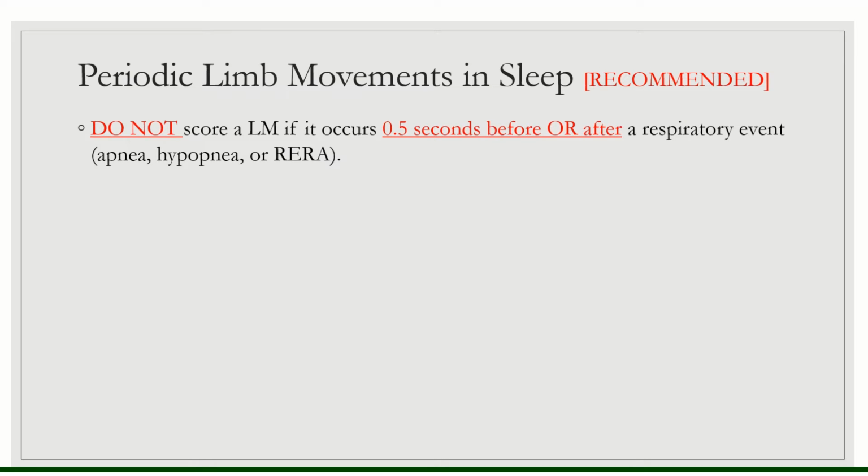All right. Periodic limb movements in sleep. Once again, this is recommended. It's recommended that we score it. Okay. Do not score a periodic limb movement if it occurs half a second before or after a respiratory event. What is a respiratory event? Any type of apnea, hypopnea, all of that. Any type of apnea, obstructive apnea, central apnea, mixed apnea, doesn't matter. Hypopnea, central or obstructive, it doesn't matter. Whatever, any type of respiratory event, we are not going to score a limb movement if it happens within half a second before or after a respiratory event.